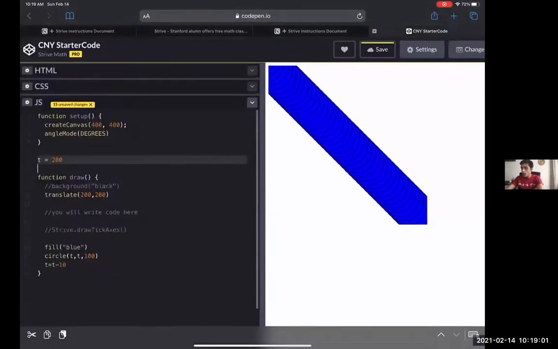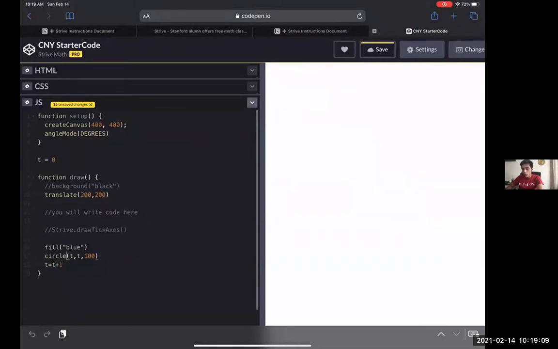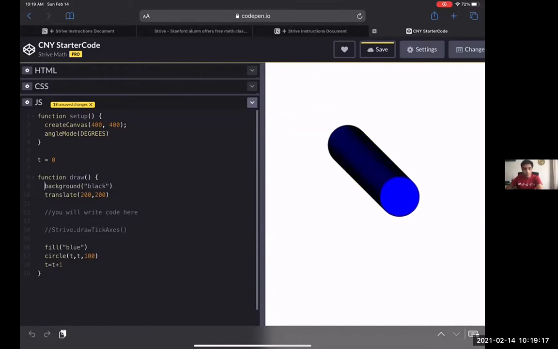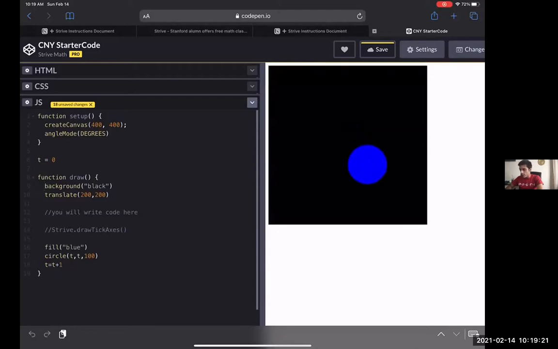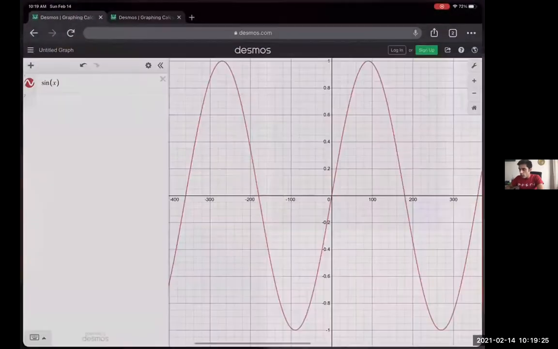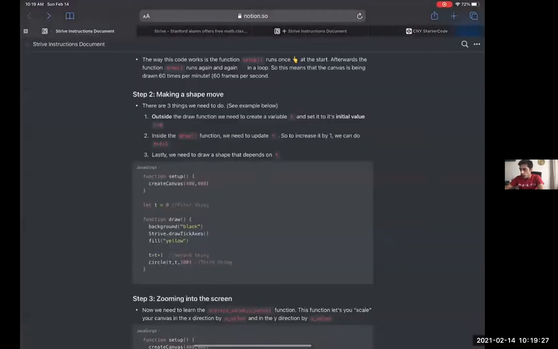So we've done T is equal to 0. Well, let's make it 0. T is equal to T plus 1 down here. And then we drew a shape that depends on T, right? Okay, but then let's put the background back in so we only see 1 circle. Cool. All right, excellent. So now we're seeing how this movement happens. So let's just see what is next in the instructions document.